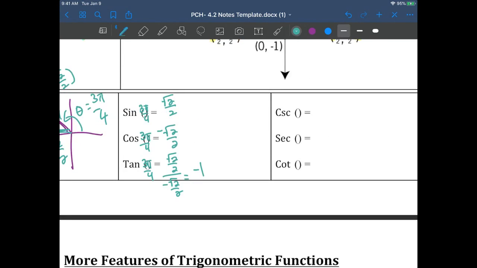The cosecant of 3 pi over 4 is the reciprocal of sine. So 2 over square root of 2. Go ahead and rationalize. It is 2 root 2 over 2, which cancels to give me just root 2. Luckily, secant is the same, so this is going to be root 2. Cotangent is the reciprocal of negative 1, and the reciprocal of negative 1 is negative 1.